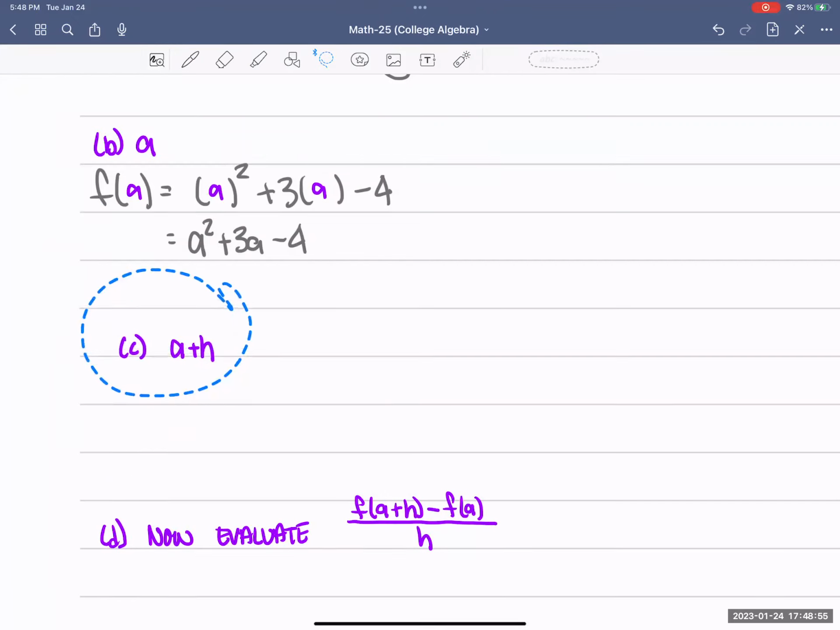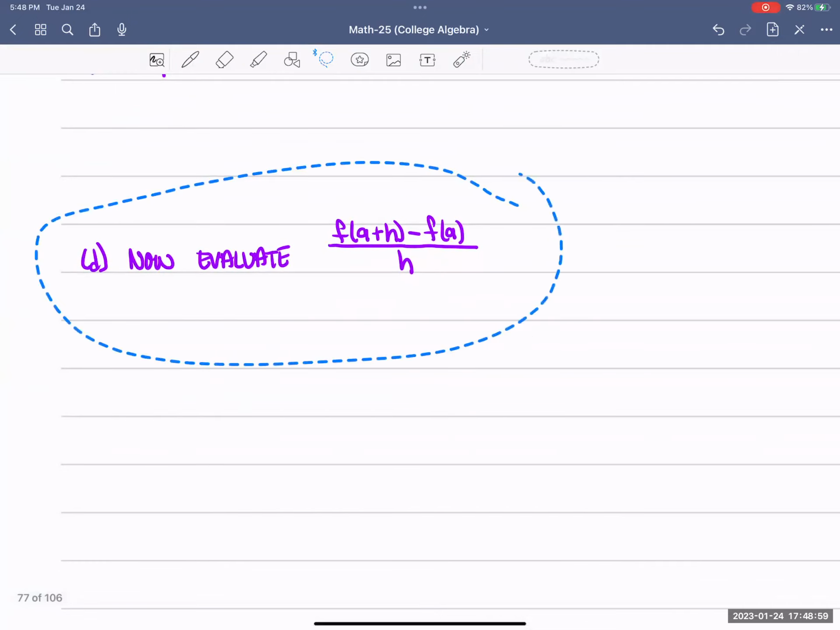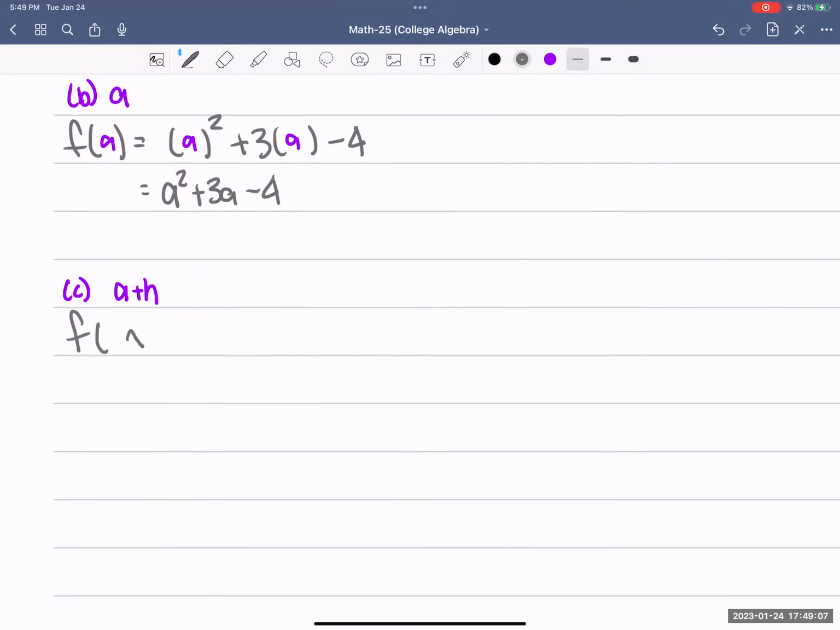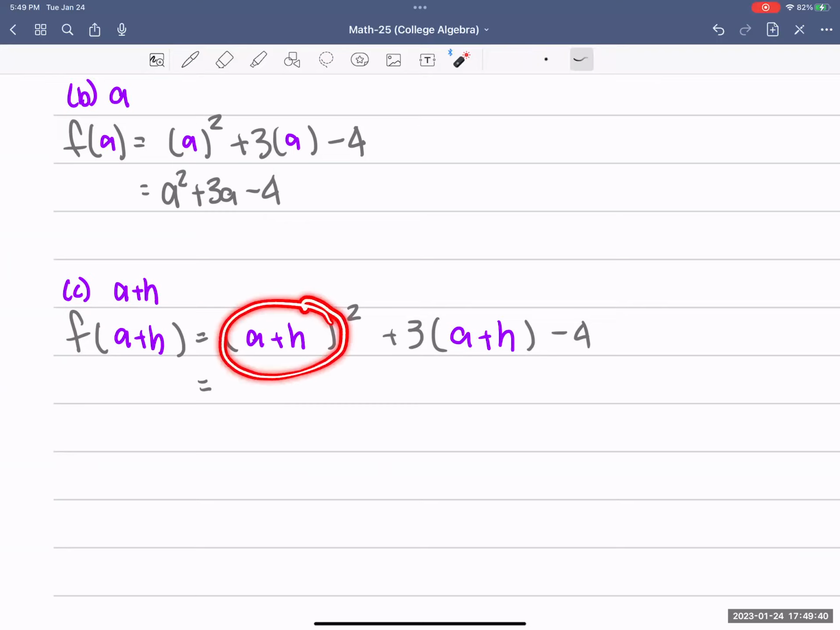a plus h. Everywhere we see an x, we're going to input a plus h. So here we have the function f of x equal to x squared plus 3 times x and minus 4. Everywhere we see an x, we're going to replace it with a plus h. And here, tiny misconception. We have the binomial, bi as in 2 terms, binomial squared. So what we have to do is multiply these two, a plus h times a plus h. So the same thing multiplied to itself.